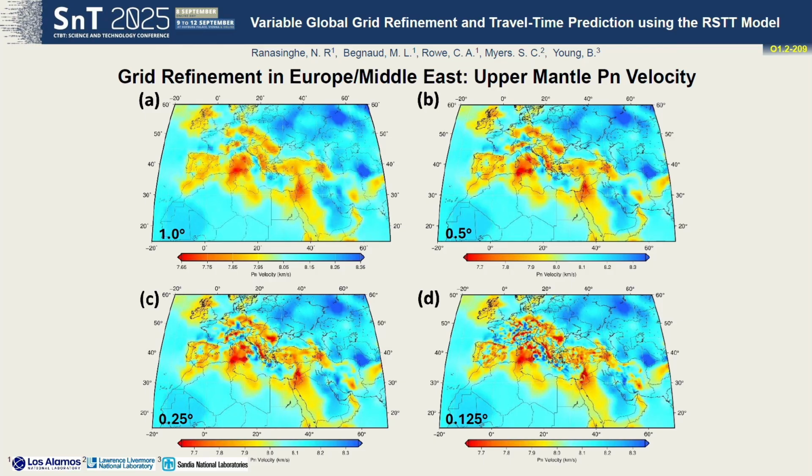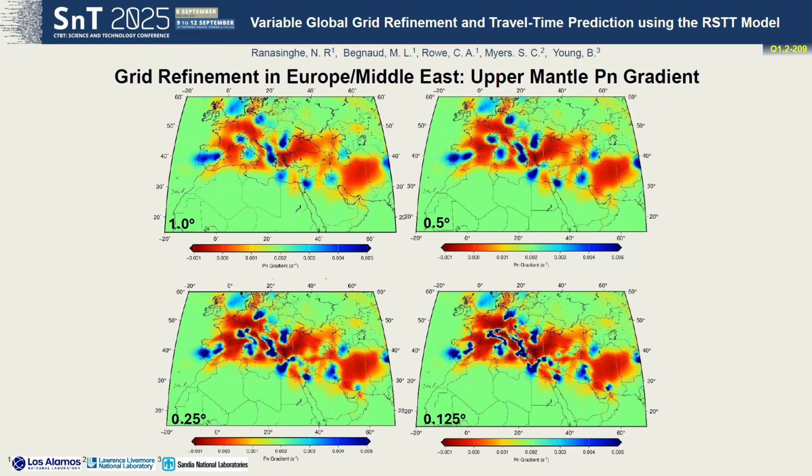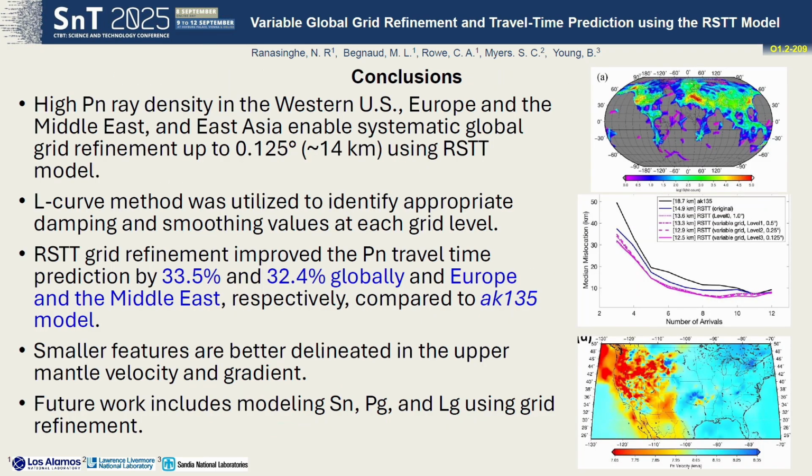In Europe and the Middle East, the upper mantle Pn velocity at the different grid refinement levels pretty much mimics what we've seen in other models, although we get a lot more detail when we go down to 1/8 of a degree, which is panel D. And the Pn gradient looks more or less like what we would expect. We're getting relatively high gradient in the vicinity of the Rhine Graben and the subduction zone near Cyprus. And we do get more detail as we go to finer ray density, or finer grid cell density.